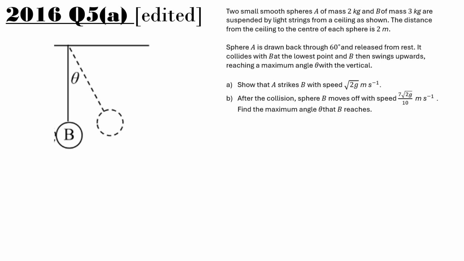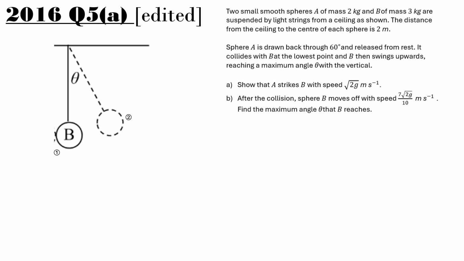So then part B of this says after the collision, sphere B moves off with speed 7 root 2g over 10 meters per second. Find the maximum angle theta that B reaches. Basically, we want it to be at the very top, which is where it has full potential energy and no kinetic energy. It's stopped moving. We know position 1 and position 2 are here and here. So just be really careful.